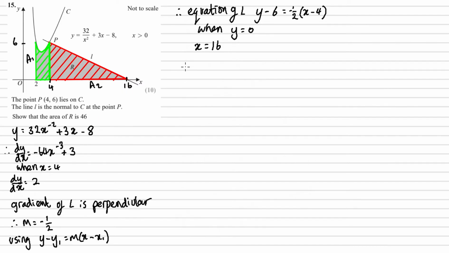Okay, so to find the area of A2, it's a right angle triangle. So we can just do half base times height. We know the base is the difference between these two coordinates, so the base is 12 and the height is 6. Okay, so the area of the triangle is going to be half times 12 times 6, and you should get a value of 36. Okay, so now we can find the area of A1.